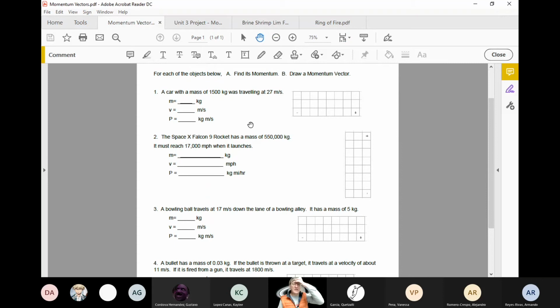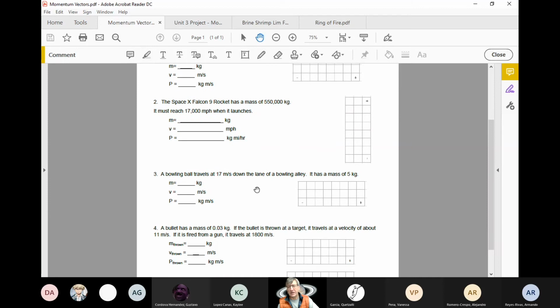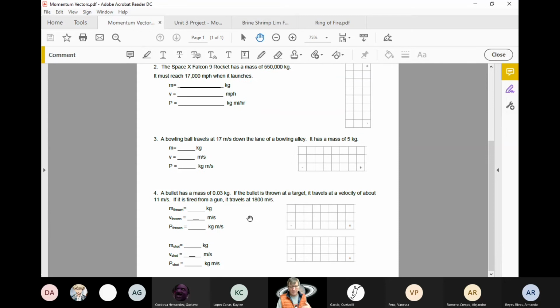And these ones, because they're very different problems from one another, you don't have to draw the momentum vectors to scale. And you just won't have room because this one's a car traveling at 27 meters per second, but this one's the SpaceX Falcon 9 rocket traveling at 17,000 miles per hour. And it has a huge mass. So that's why this one's tilted sideways to show it launching upward. And so this is not going to be to scale to this problem. Here's a much smaller object, a bowling ball. Okay, and an even smaller object, a bullet.